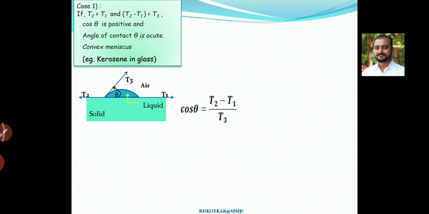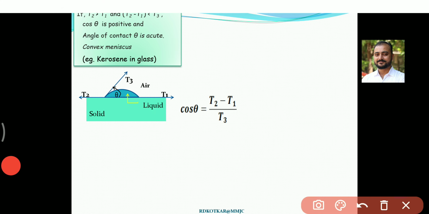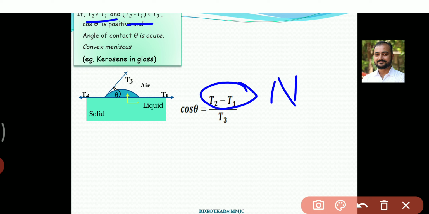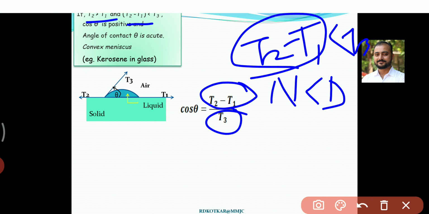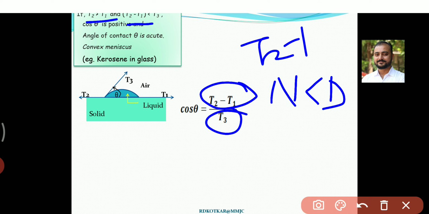We consider two conditions here. One is T2 is greater than T1, and the other is T2 minus T1 should be less than T3. In short, the numerator is less as compared to the denominator. This is your T2 minus T1 and this is your T3. So T3 should be greater and this subtraction should be less. In that case, what happens?